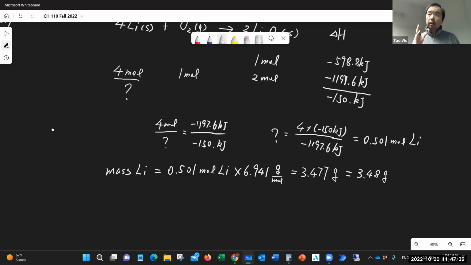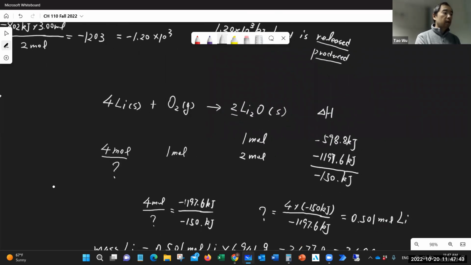I know this stoichiometry is a trick, okay? But as long as you understand this process, the moles and the heat are not just linked to one object. It's going to be linked to the whole equation. If we have one thing linked with the heat, the other objects in the reactants or the products, their moles will also be linked with the heat. Any questions?